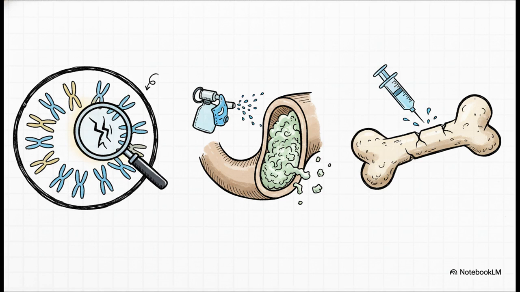And here's the hopeful part. While we can't always go in and fix the source code, at least not yet, we can develop some truly brilliant treatments to manage the downstream effects. For cystic fibrosis, there are therapies to help thin out that dangerous mucus. For osteogenesis imperfecta, certain drugs can help strengthen bones and lower the risk of fractures.